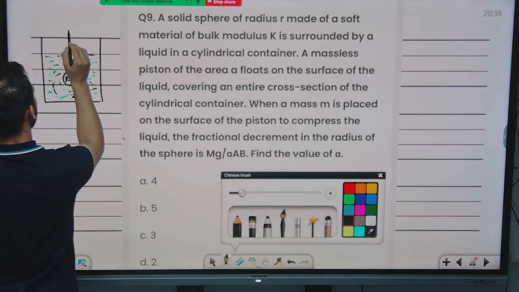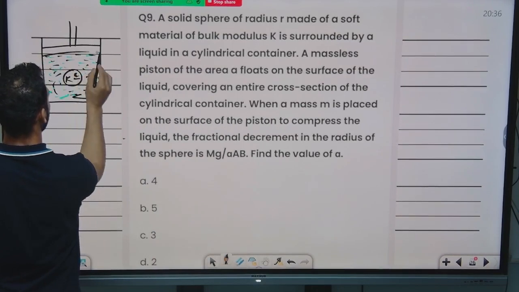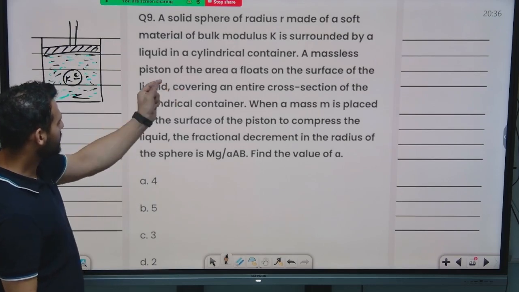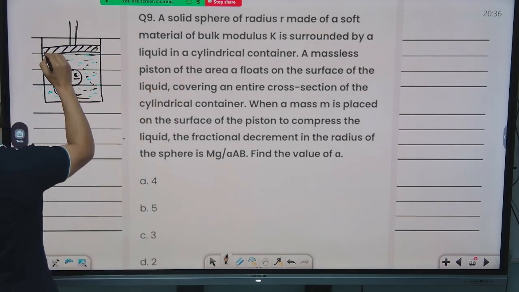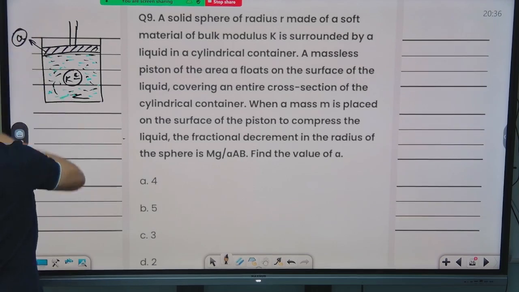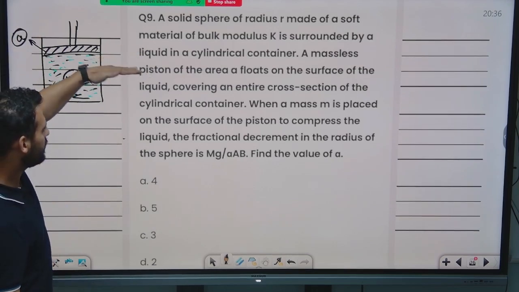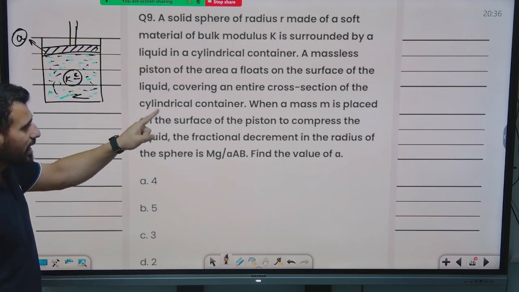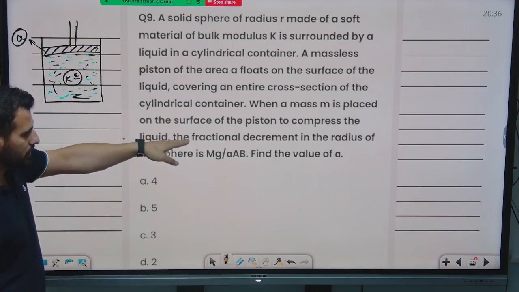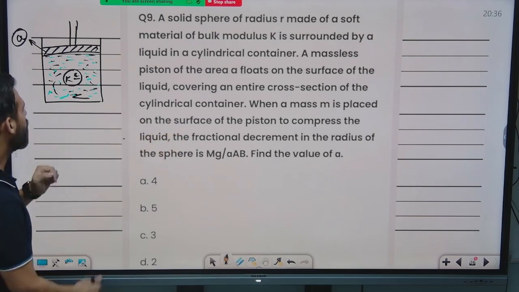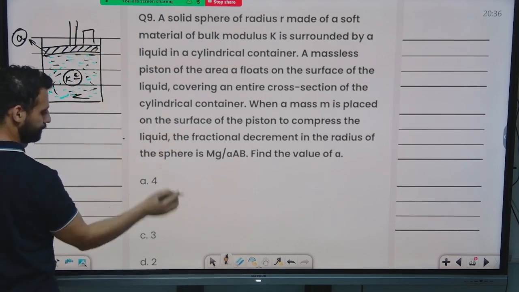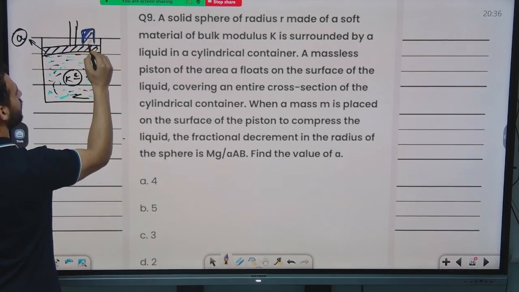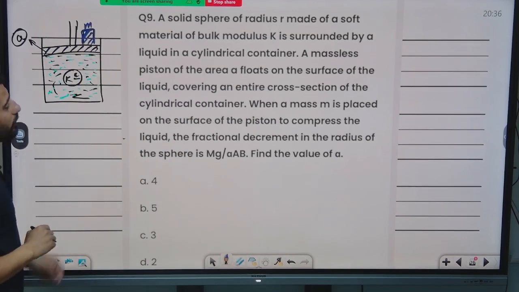Okay? Say this is the piston here. A massless piston of the area A. So the area of this piston is A. It floats on the surface of the liquid, covering the entire cross section of the cylindrical container. When a mass M is placed on the surface of the piston to compress the liquid, okay. So if you are placing some mass here, mass M, what will happen?